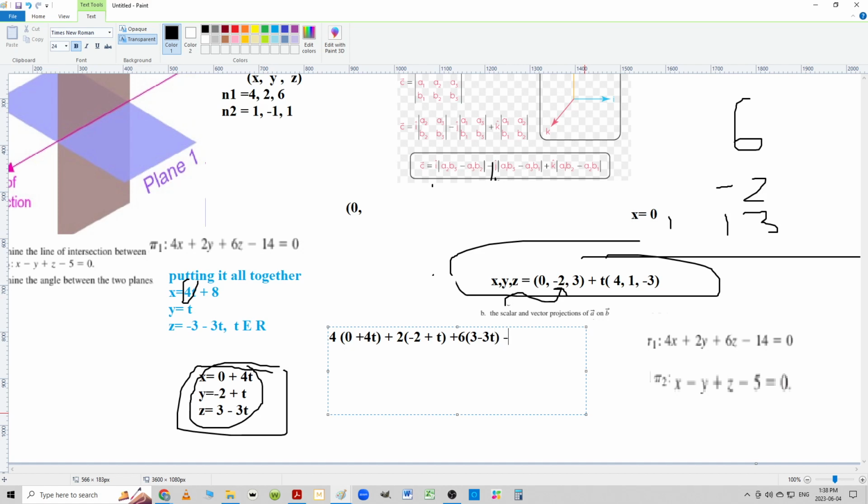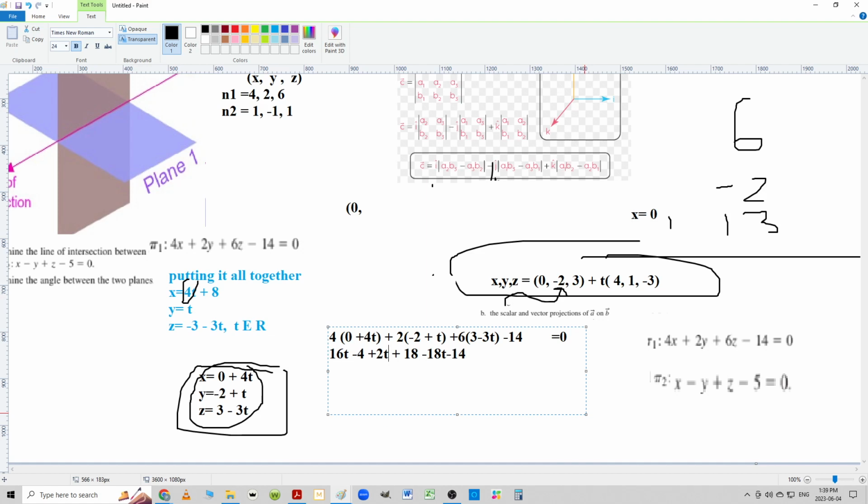Now, then minus 14 is equal to 0. If I have the right thing, all this left side should match the right side. So the left side should come out to 0. So 4 times 0, 0, I get 16t. Plus 2 times minus 2, minus 4. Plus 2 times t, plus 2t. Plus 6 times 3, 18. Plus 6 times minus 3, minus 18t. Minus 14. Add them all up.